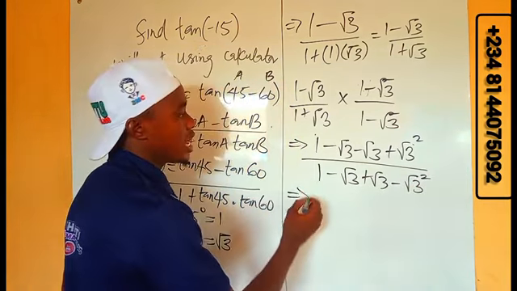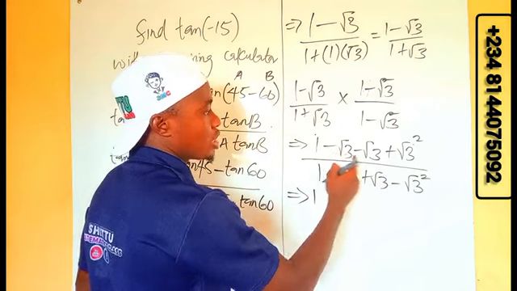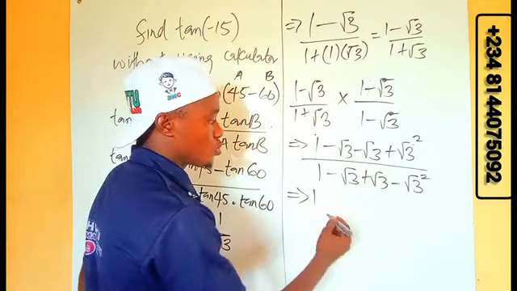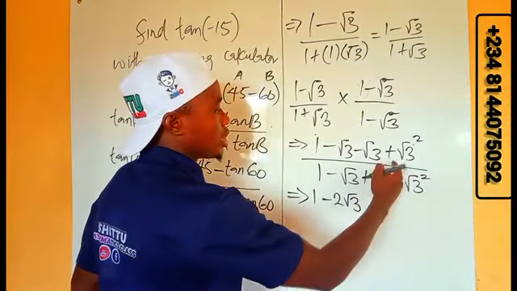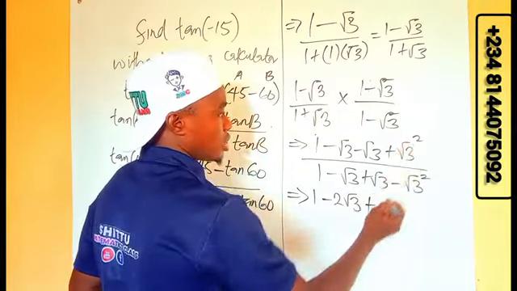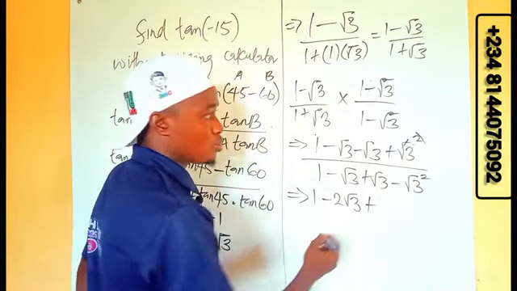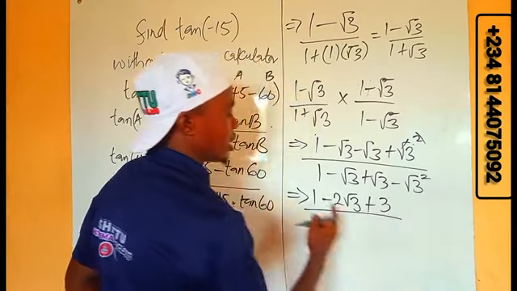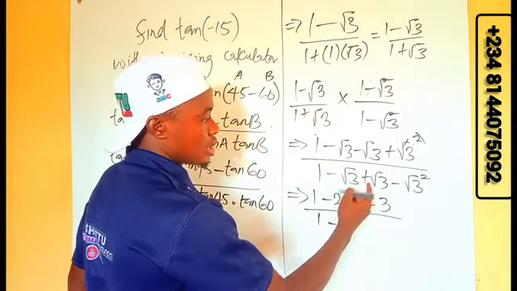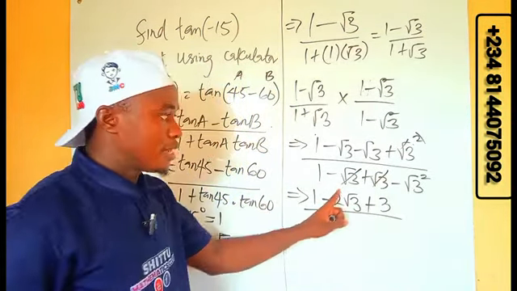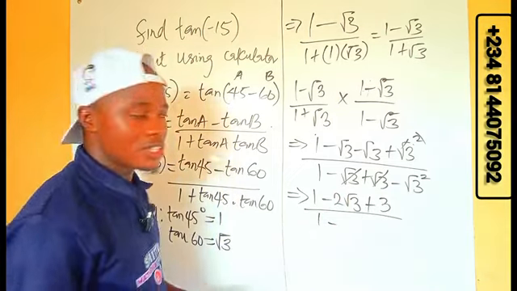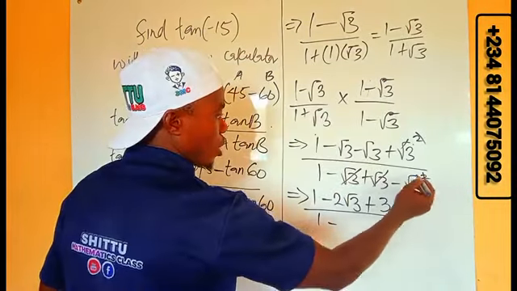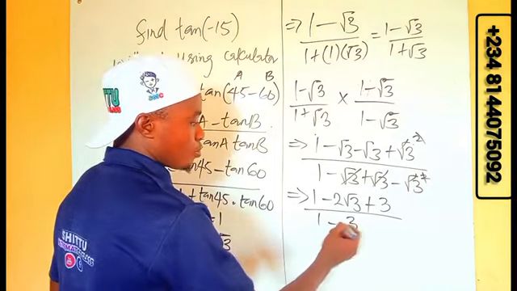So now from there, I have 1. Minus root 3 minus root 3 will give me minus 2 root 3. Then plus root 3 squared, the square will deal with the square root, I have 3. Then divided by 1 minus, this we cancel because minus root 3 plus root 3 will give us 0, right? So we have this also dealing with this, we have 1 minus 3.